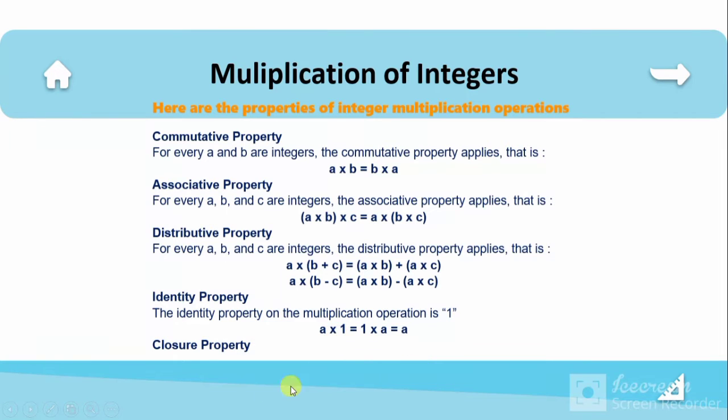And the last property is the closure property. The integers a, b, c, and so on that are multiplied remain as integers. Right here, a, b, c, and so on are integers. If we multiply, we're going to get an integer. It means the multiplication has the closure property.